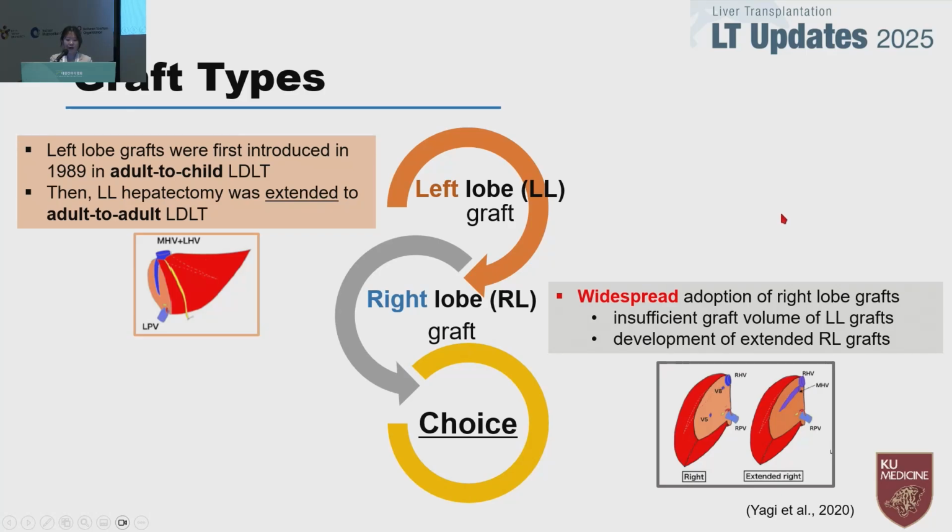More recently, heightened awareness of donor safety and long-term risk have renewed interest in the use of left lobe grafts. So at present, the choice between right lobe and left lobe graft is largely based on donor and recipient characteristics, requiring balance between minimizing donor morbidity and ensuring recipient survival.